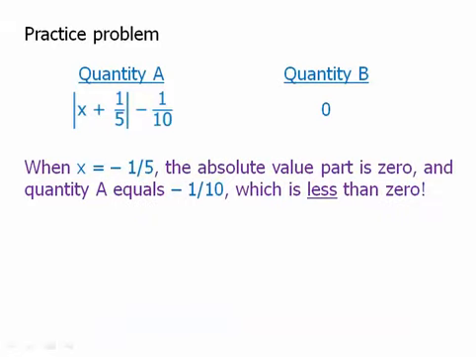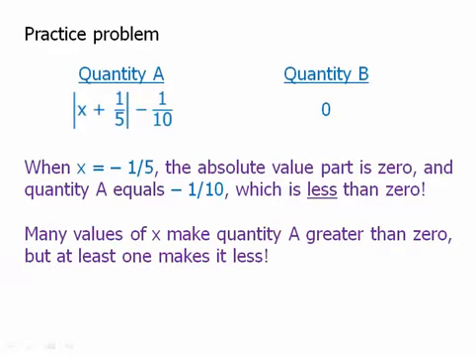When x equals negative 1/5, the absolute value part becomes 0, and so then all of quantity A just becomes negative 1/10, which is less than 0. So that's a choice that makes quantity B bigger. Many values of x make quantity A greater than 0, but at least one makes it less. And so we can change the relationship with different values, and that means the answer is D.